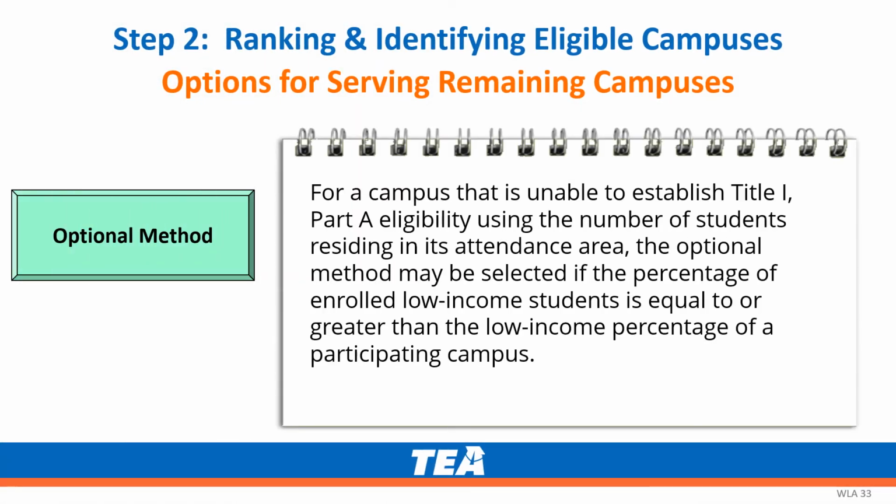The optional method is another way in which a campus may establish Title I Part A eligibility. For a campus that is unable to establish Title I Part A eligibility using the number of students residing in its attendance area, the optional method may be selected if the percentage of enrolled low-income students is equal to or greater than the low-income percentage of a participating campus.